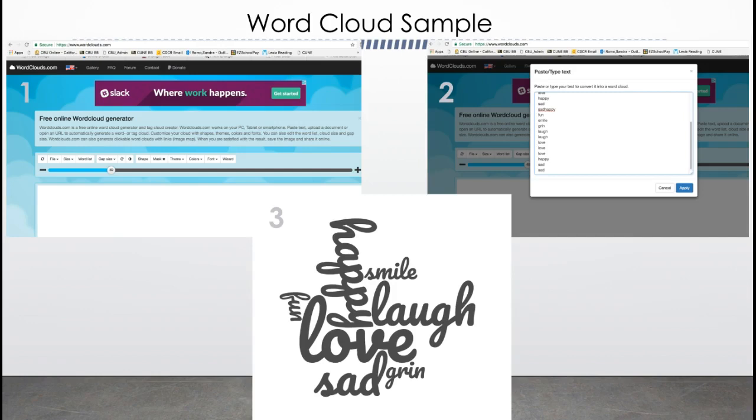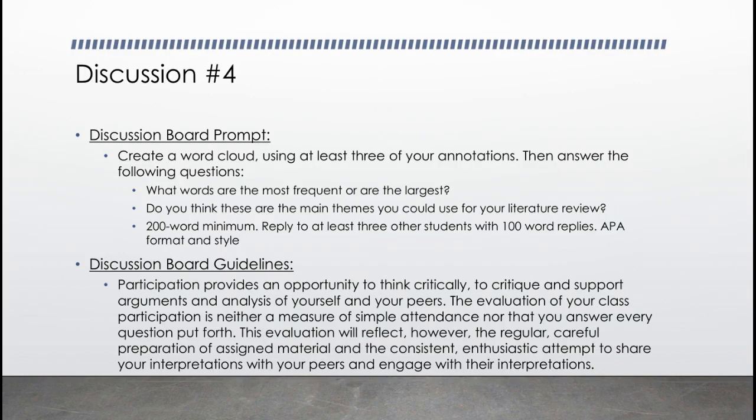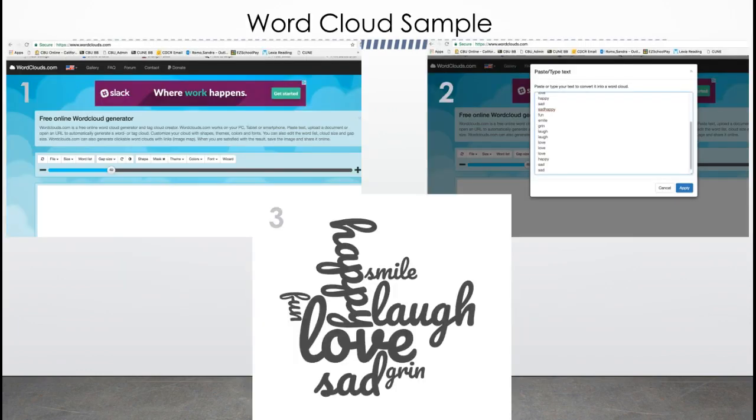So after that, you can work on the word list, you can do a gap size, you can coordinate the font size, the shape, the colors, the theme, the fonts, whatever you would like. What you need to do after that is download the graphic. If you cannot download it, then screenshot it and attach it in your discussion number 4, as well as by addressing the two questions. What words are the most frequent or largest, and do you think that these relate to the main themes you could possibly use for your literature review? So as you work through that, keep that in mind. There are many different word cloud softwares out there. This is one that I've used plenty of times and it's free, so I decided to highlight it to you here.